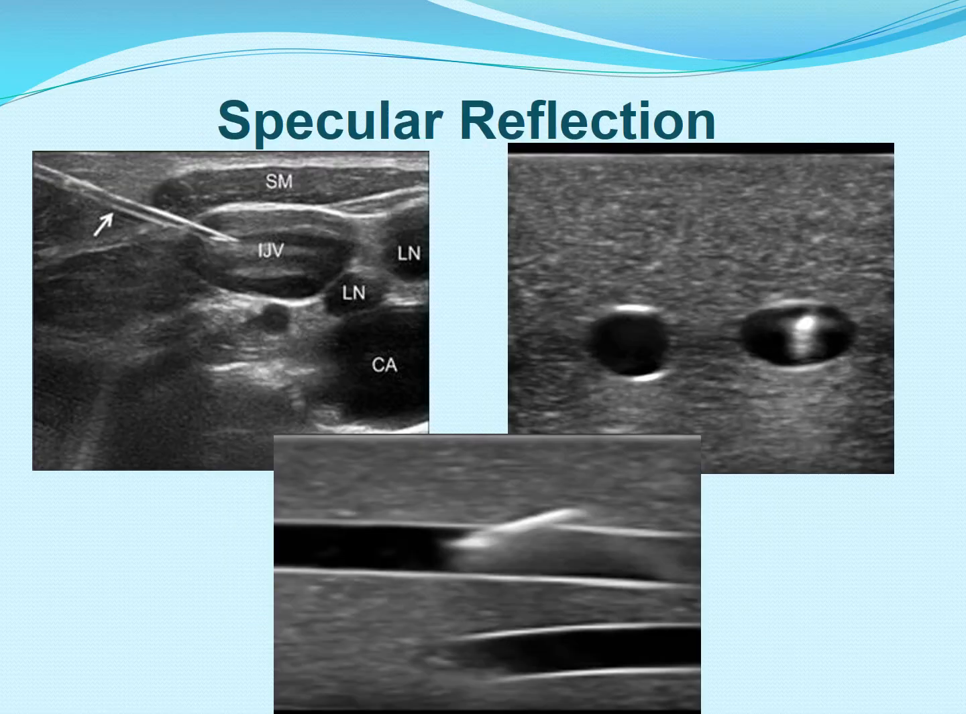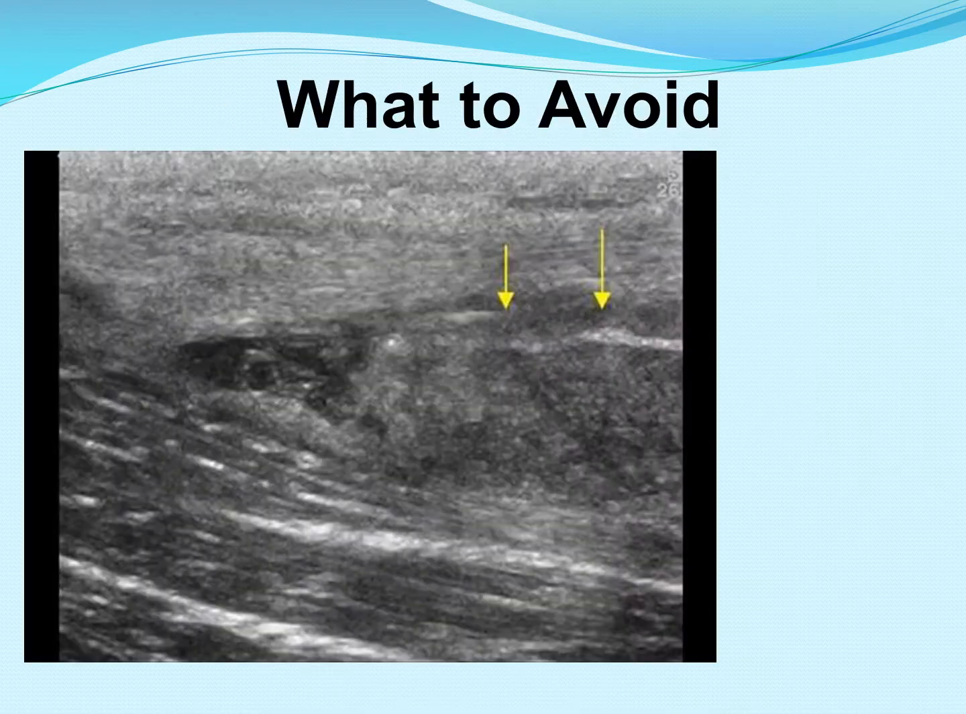Specular reflection. If you see here, you're able to see the needle directly entering the vein. This is both a long axis view and short axis view. You'll be able to practice this more with the phantoms.